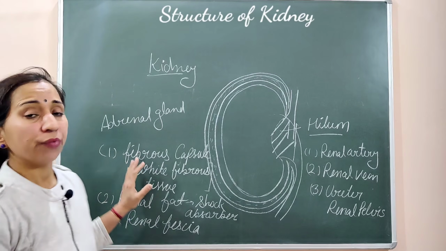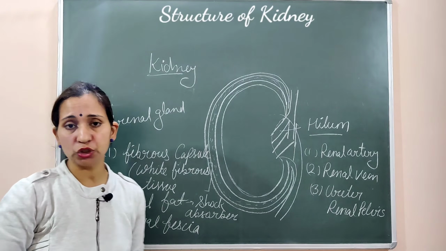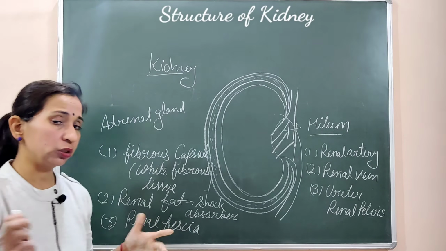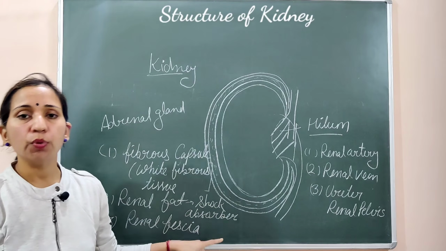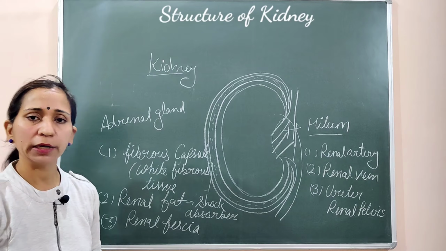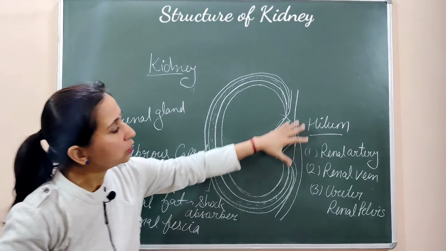So first one, fibrous capsule. This is the first one, fibrous capsule, which is made up of white fibrous tissues. It provides protection because it's made up of collagen proteins, which are tough or hard proteins. Second, renal fat layer, which is made up of adipose tissues. It works as a shock absorber. It provides protection against mechanical shock. And the outermost is renal fascia. Now, this is the external structure.